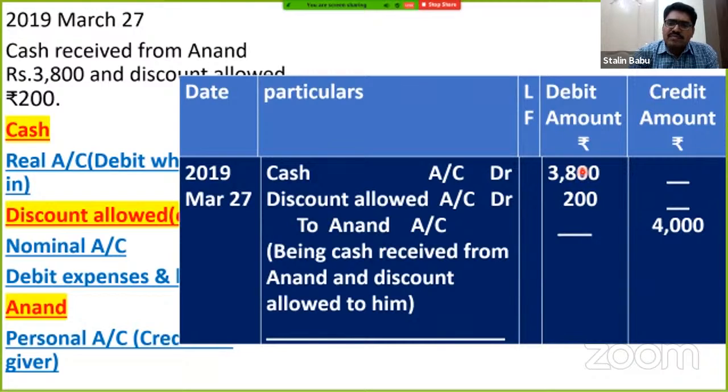Sum all the debit ones: 3,800 and 200. The total 4,000 should be written in the credit column. Being cash received from Anand and discount allowed to him.